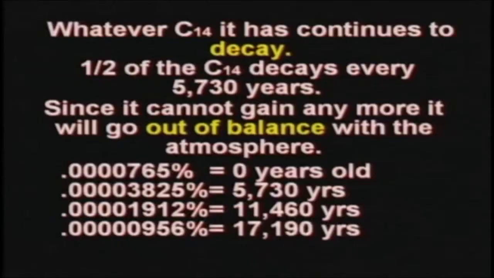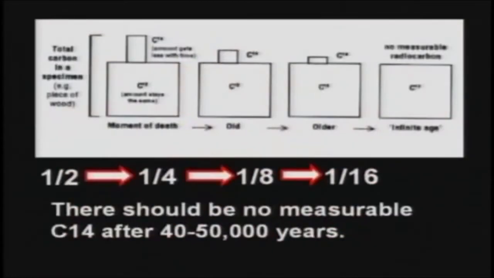So while it was alive, it should have had about 0.0000765%. If it's only got 0.0003825%, it's been dead for 1 half-life, or 2 half-lives, or 3 half-lives, etc. In theory, it never goes to 0. But for practical purposes, you can't measure beyond a certain amount. You're going to run out of stuff to measure. It goes from a half to a fourth to an eighth to a 16th to not enough to measure.